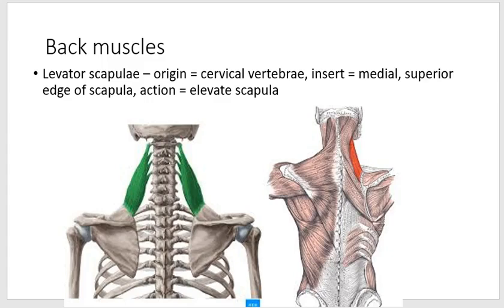Your levator scapulae tells you exactly what it does. It levitates the scapula, right? So it brings the scapula up. So the insertion is going to be down here on the scapula because that is the bone that is moving. The origin is up here on your cervical vertebrae.